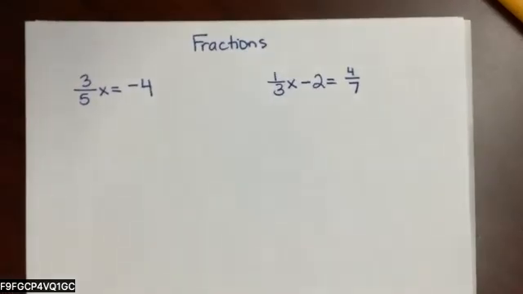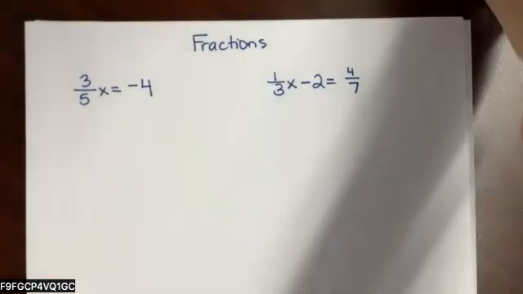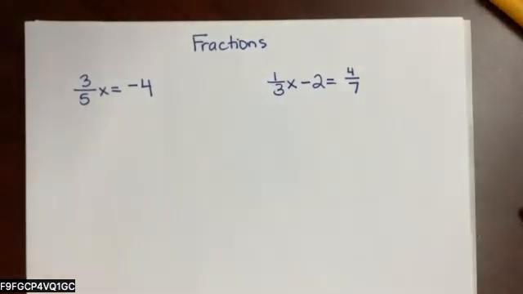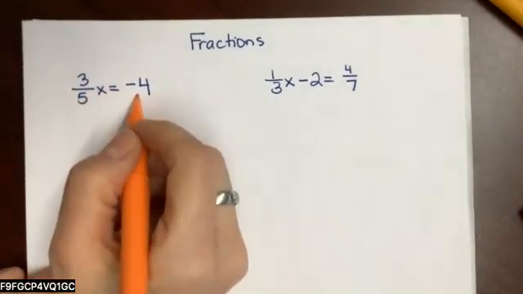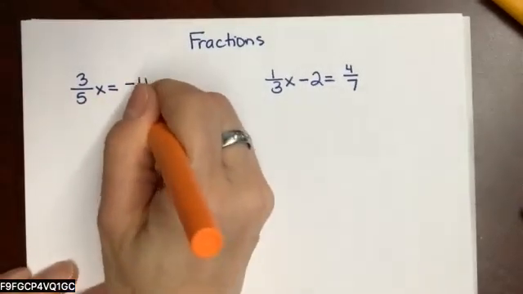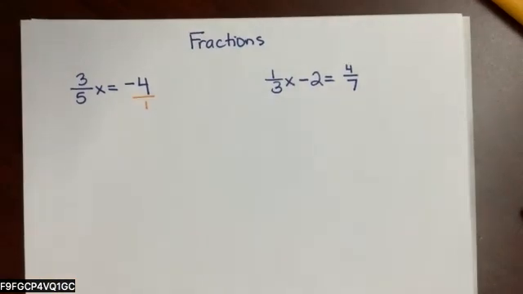So let's look at how we deal with fractions in an equation. Here's a trick you can use when you want to deal with fractions. We'll start with this one. This is the trick I like to use. Step one is to give everything in the problem a denominator if it doesn't already have one. So this -4 doesn't have a denominator. I'm going to give it one.